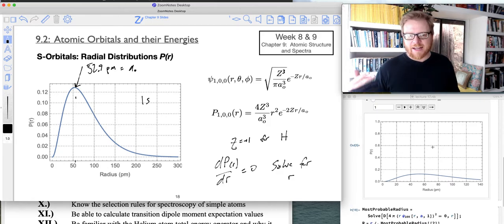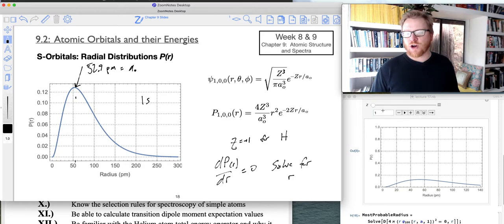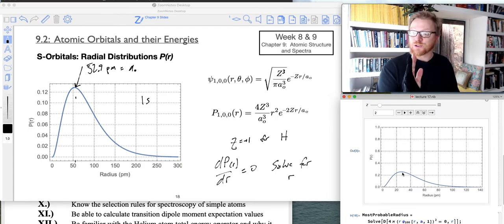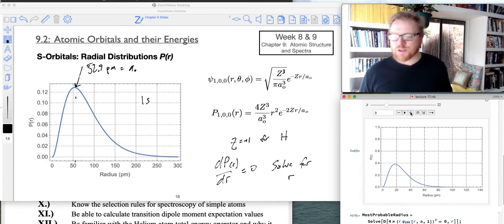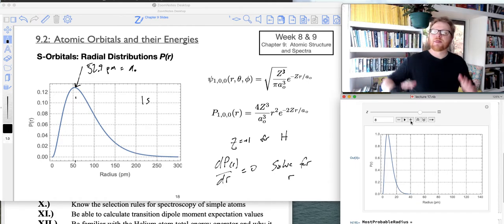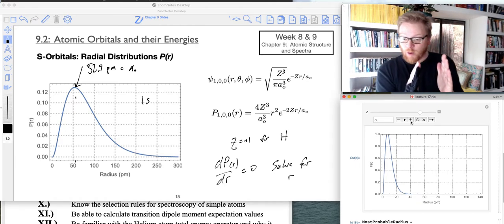So we're still just looking at psi 100, so 1s. But suppose we change the charge to Z plus 2. Check out what happens. Look, it moved closer to the nucleus. And if I go Z plus 3, it moves even closer to the nucleus. And if I keep going with this, +4, +5, +6, you can see that the function is getting more compressed because it has to be the same area.